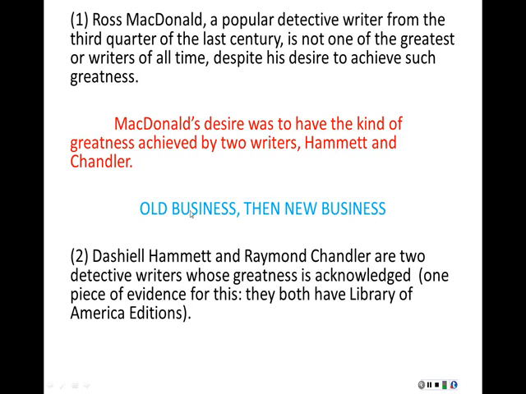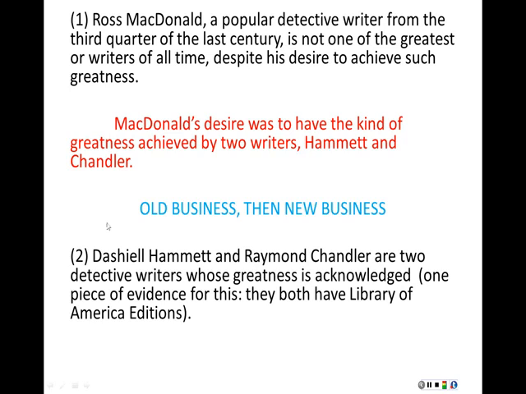But notice that if we have a rationale, if we have a reason for organization, it's not just, okay, in the previous paragraph I was talking about old business, but now I'm going to move on to new business. You have to explain why, what is the connection between the new business and the old business? Why is this next issue the next thing you want to talk about? And here the connection is that the desire was the old business, and an example of the achievement of that desire would be Hammett and Chandler. That's a logical relation between the old business and the new business.